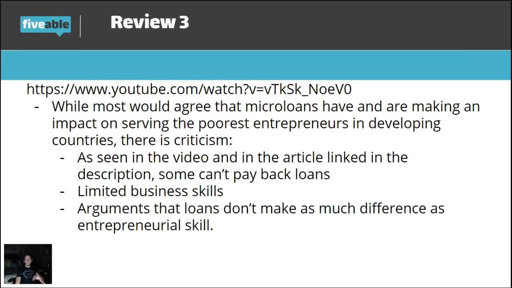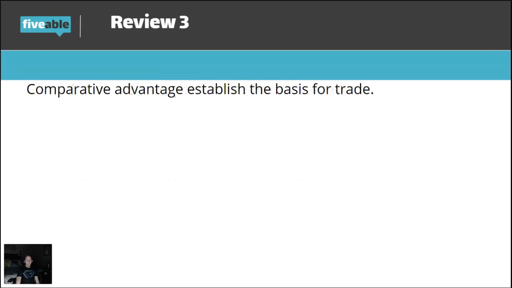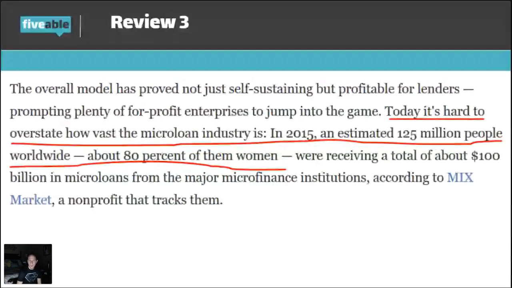So while most would agree that microloans are making an impact, there is some criticism, like I said in the video, where some people can't pay back loans. But when you look at places like Grameen Bank, which is the number one micro lending organization that started in Bangladesh to help mainly women in Bangladesh and other developing countries get a few hundred dollars here and there to buy materials to start a business, overwhelmingly, 98% of them are able to pay their loans on time. The only time usually that people can't is if they squander it maybe on house repairs or something that doesn't help them create a sustainable business.